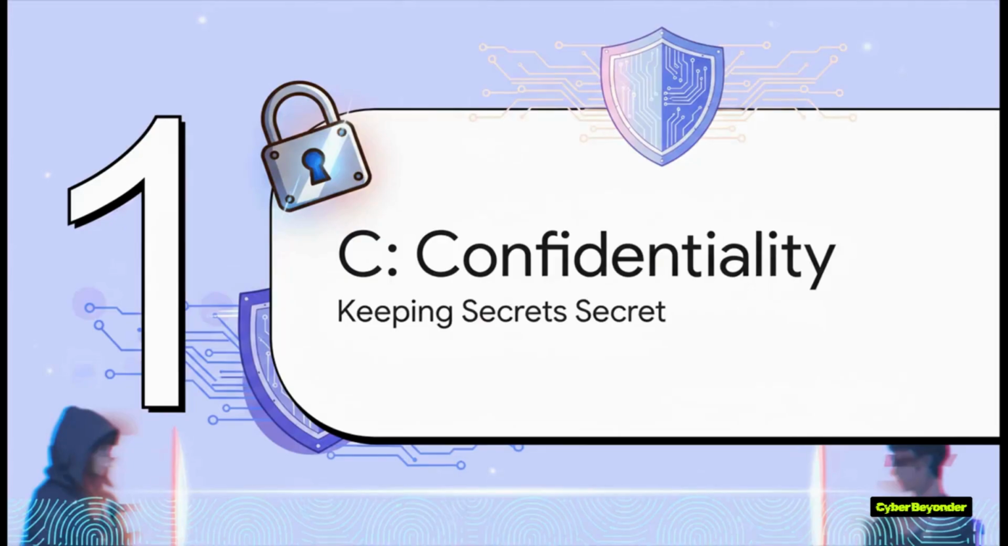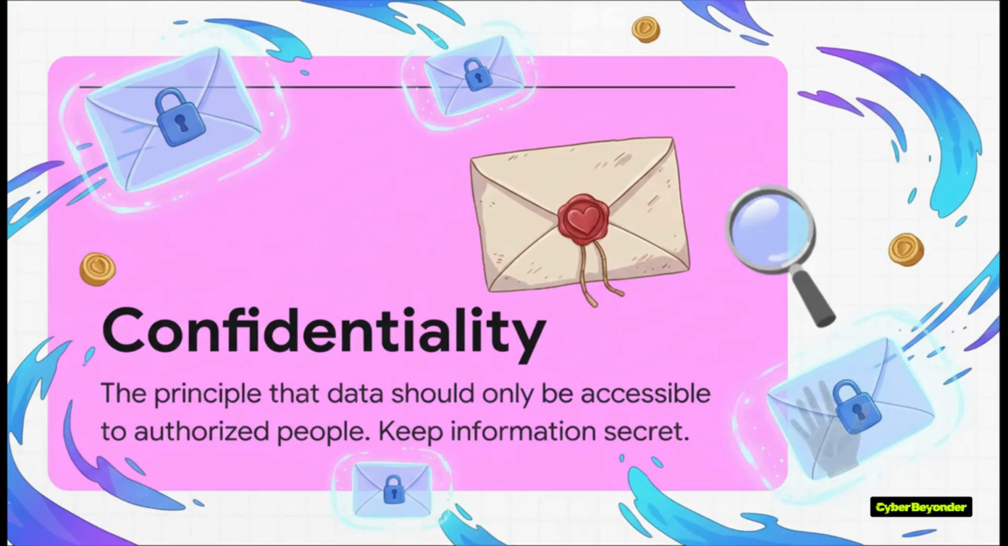Okay, so let's start with the first pillar, the C in our little framework. This stands for confidentiality, and it's probably the one we all think of first. It's all about keeping secrets secret. The big idea here is privacy. Just think of it like a sealed letter. It's meant for one specific person, and nobody else should be able to just rip it open and read what's inside. In our digital world, confidentiality is what makes sure that your private stuff, well, stays private.